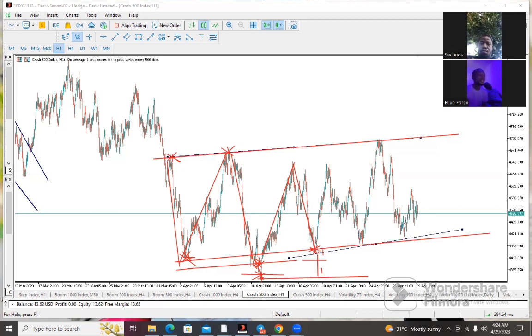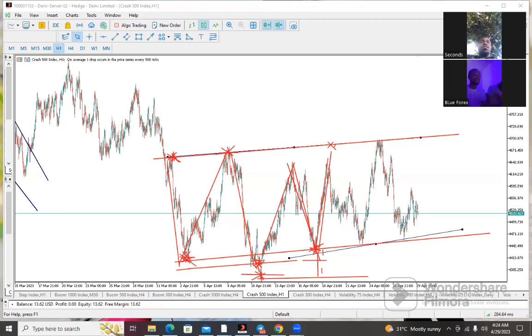And your target should be at this level, because already this one was a reversal to the first zone. It wasn't a fresh zone, but because of this, it is a fresh zone. So if the market retests from this side and retests these two zones, the market is going to bounce again.